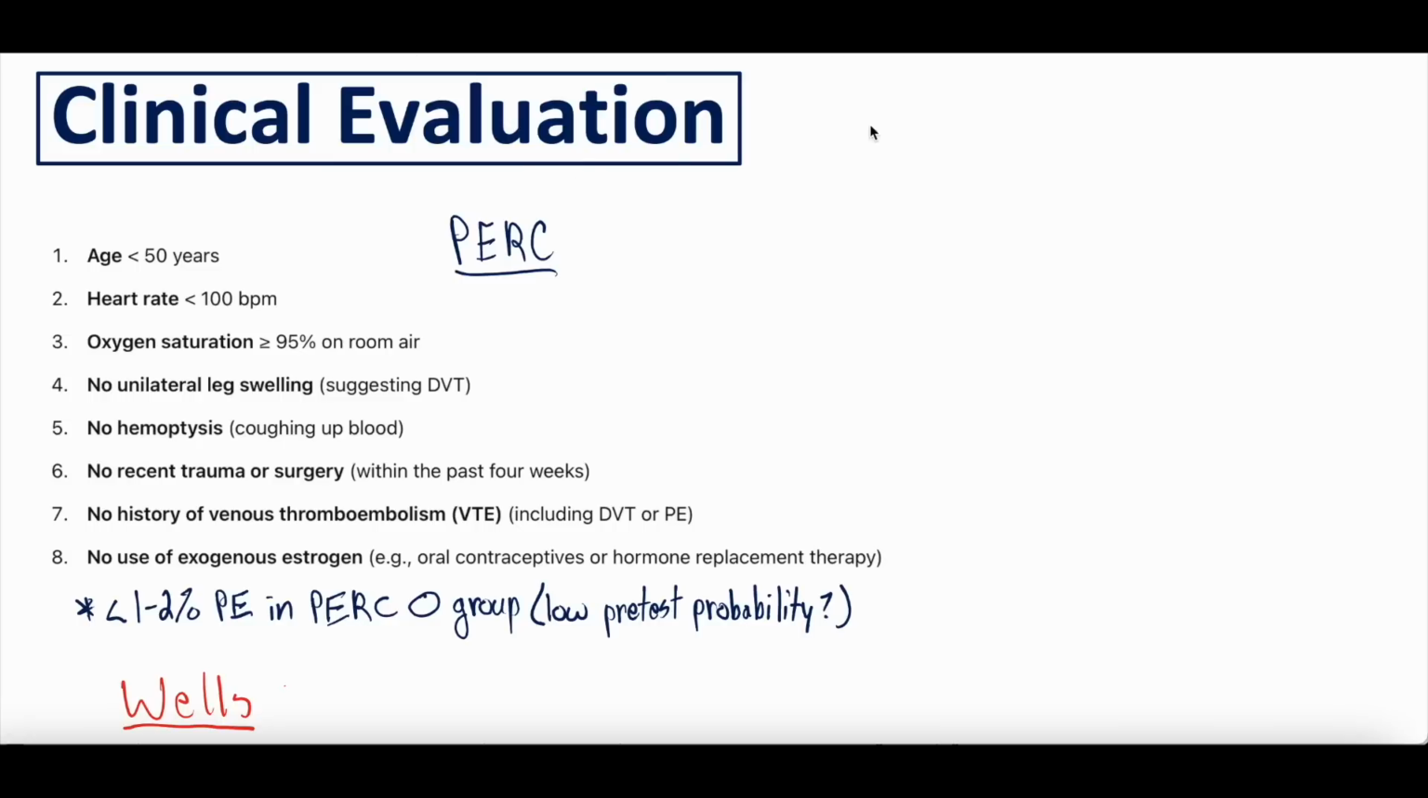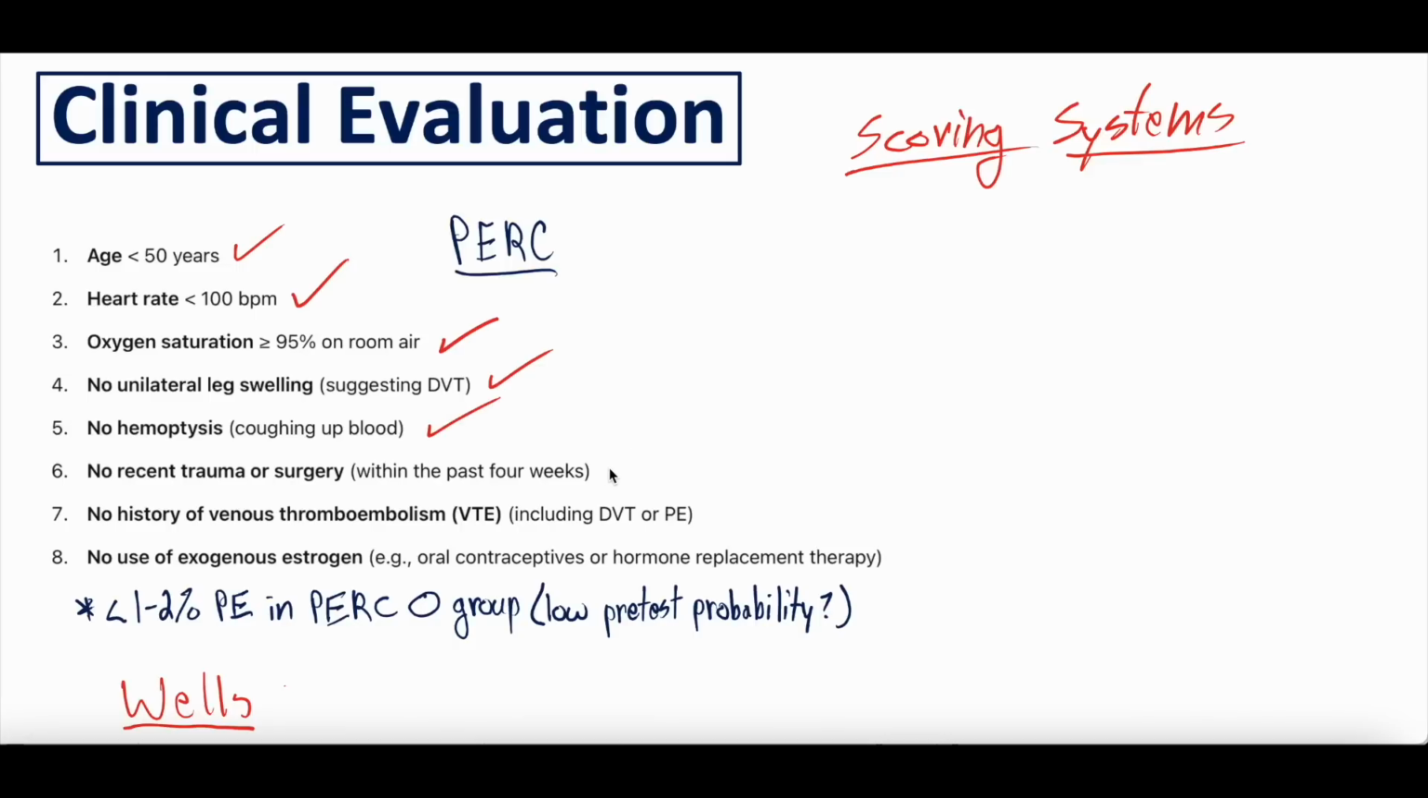Well, there's a couple different scoring systems that we use. And this is not meant to be medical advice per usual. None of this is meant to be medical advice. So we're just going to go through these scoring systems. And the first is called the PERC criteria, P-E-R-C, PERC. And this was criteria that was studied. And it involves age less than 50, heart rate less than 100, oxygen saturation greater than 95%, no leg swelling, no hemoptysis, no recent surgery, no history of VTE, and no use of oral contraceptive pills.